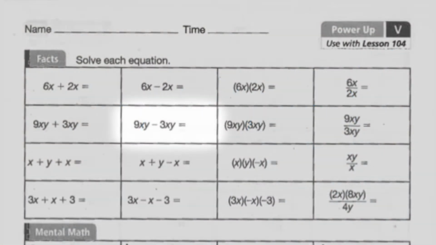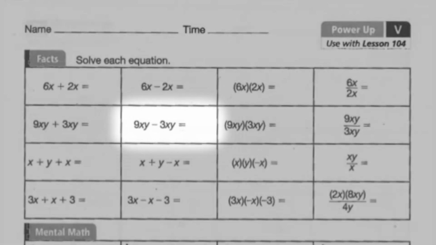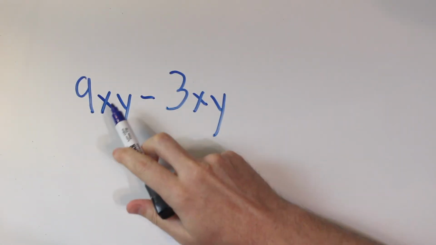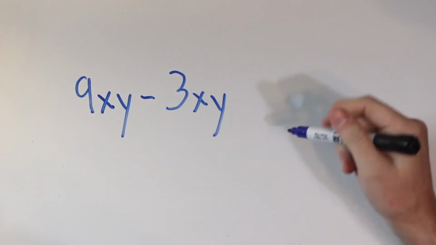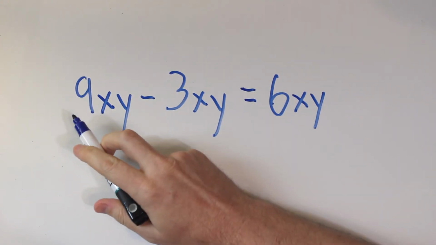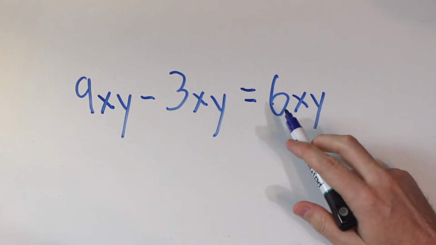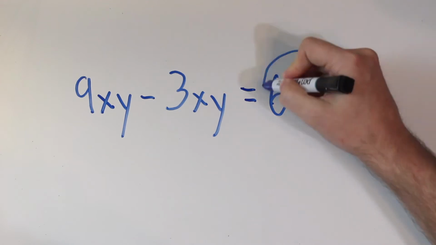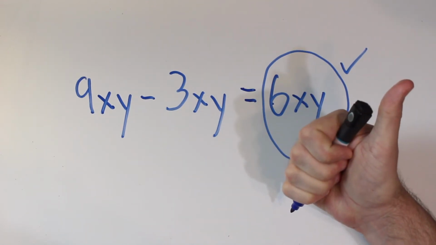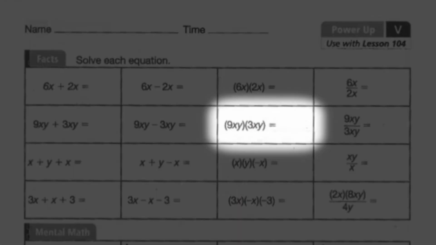Our next problem trades addition for subtraction. 9xy minus 3xy. Again, 9 of something minus 3 of something would simply be 6 of that something. So 9xy minus 3xy will simply be 6xy. That's the answer. Now we have multiplication again. 9xy times 3xy.